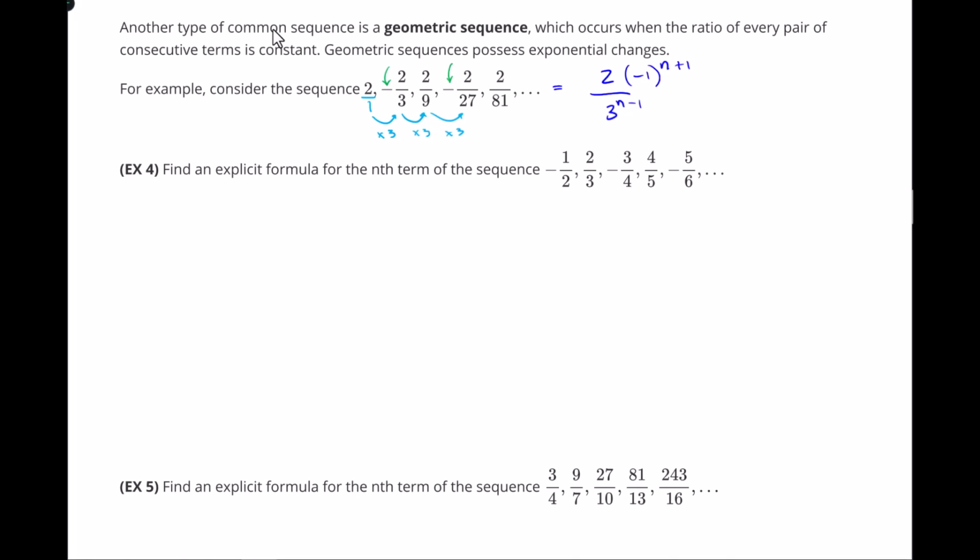And that gives me the nth term of this particular sequence. All right, let's try a couple other of those and see if we can come up with them.